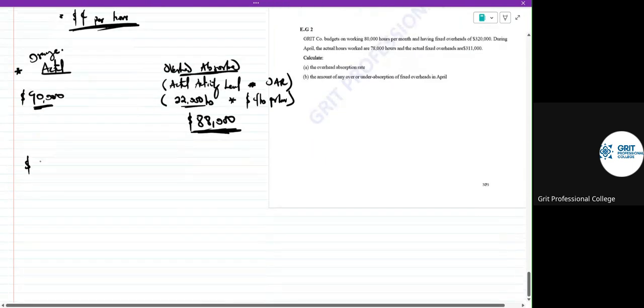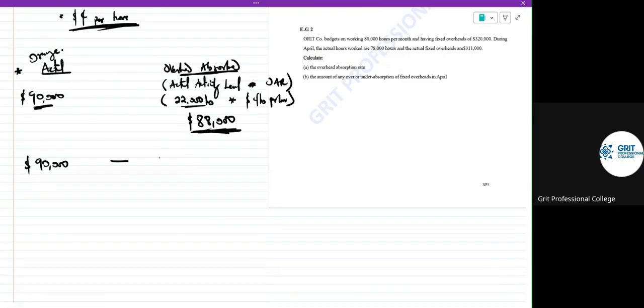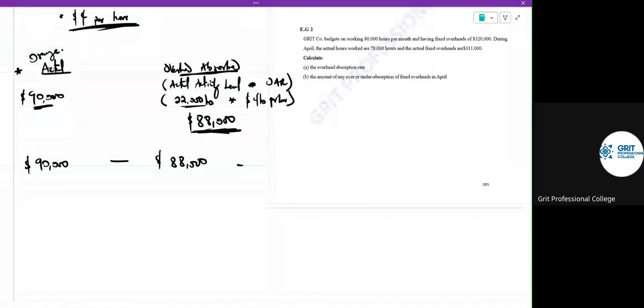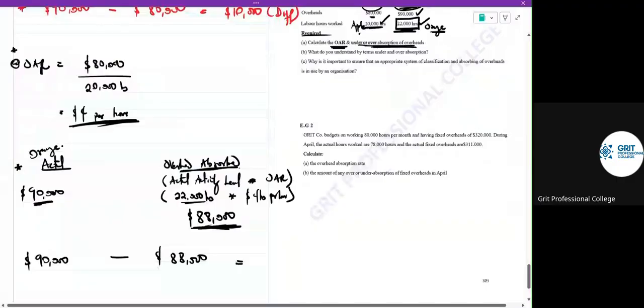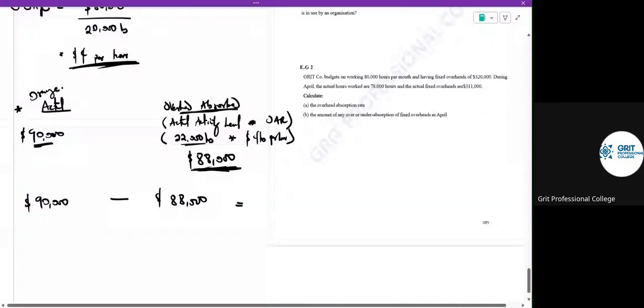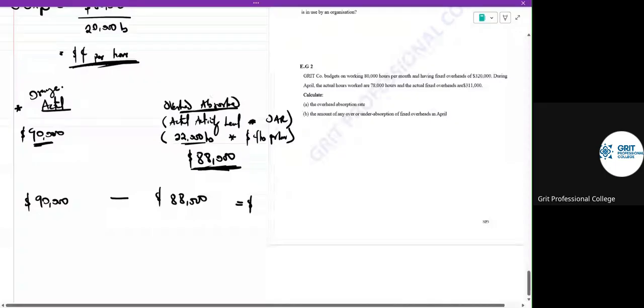So we have 90,000. And then if you subtract it from the 88,000, what's the difference? What does that give us? $2,000, I believe, right? $2,000. All right, which is the difference.